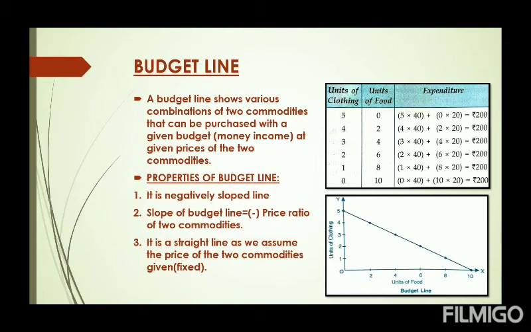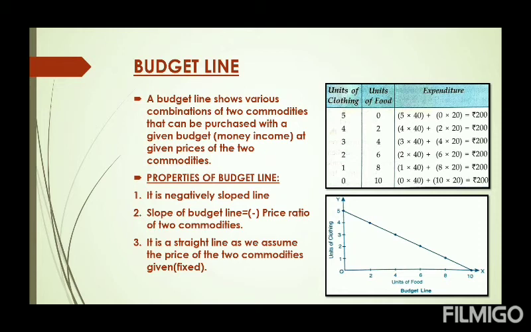When we put all these combinations on a graph paper, we will get a straight line. That straight line is the budget line. The definition of the budget line also says the same thing, that the budget line shows various combinations of two commodities that can be purchased with a given budget at given prices of the two commodities.